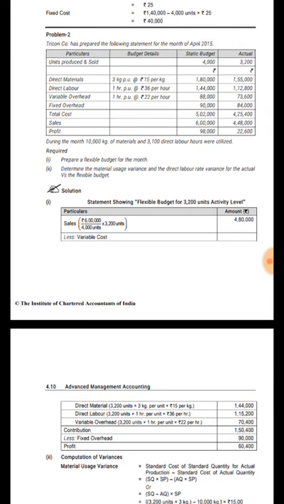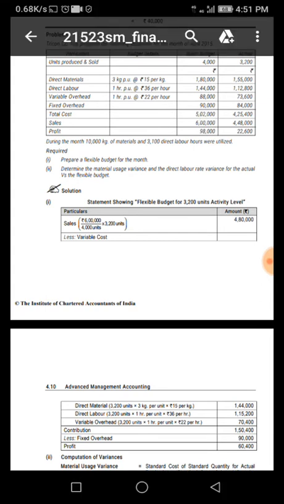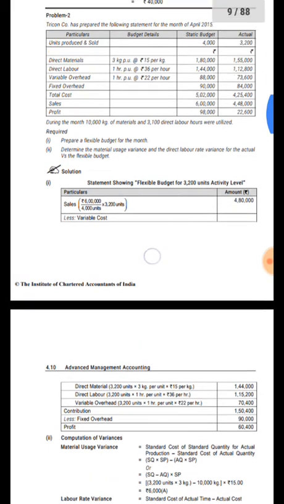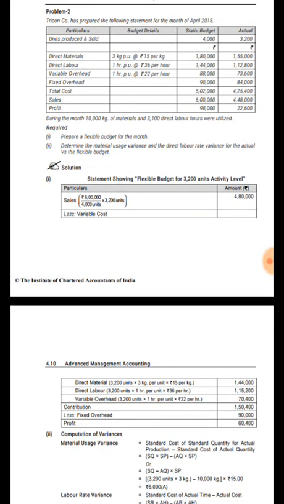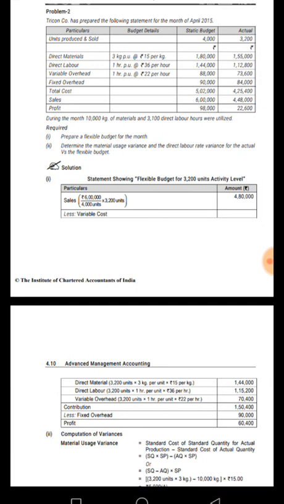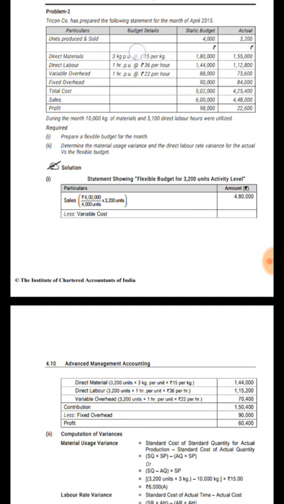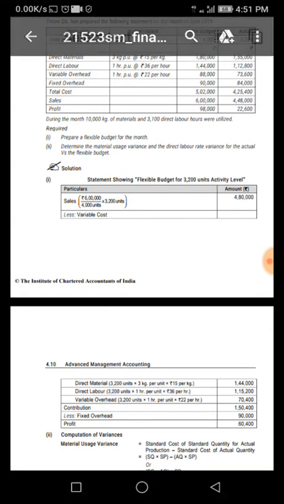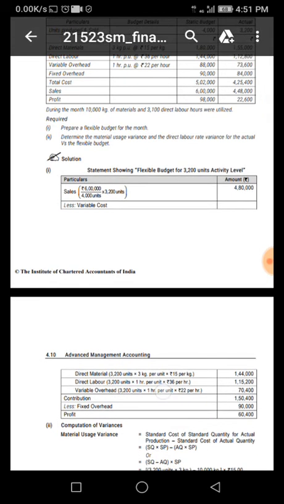Okay, so sales: 6 lakh divided by 4,000 units into 3,200 units, so 4,80,000. Then less variable cost. See, we have to take everything: direct material, direct labor, variable overhead. For 3,200 units we have to take 3,200 for each, as given here.